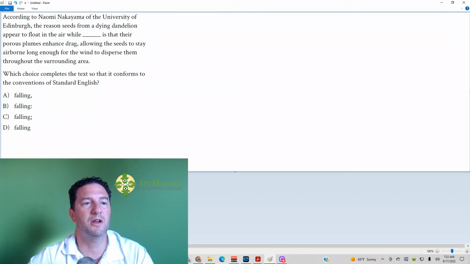So anyway, we're going to read up to and including falling and see if it could be its own sentence. According to Naomi Nakayama of the University of Edinburgh, the reason seeds from dying dandelion appear to float in the air while falling, could that be its own sentence? No, it cannot. Answer choices B and C are gone.